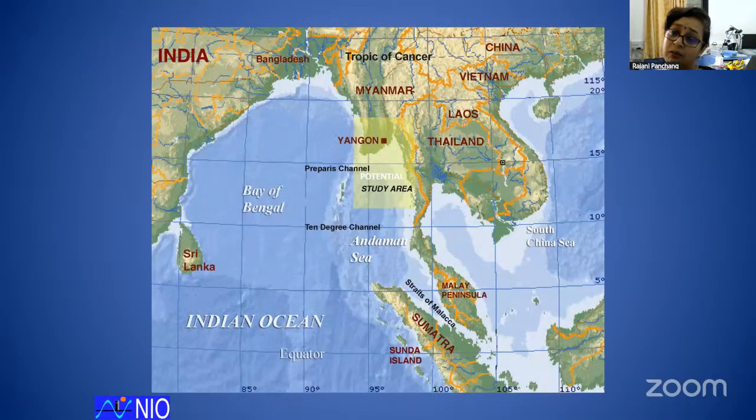I will give you a small example. This is an example of my own research. I chose this as a study area. If you know, this is Bay of Bengal and this is Myanmar. This was my study area. On what basis did I choose my study area?